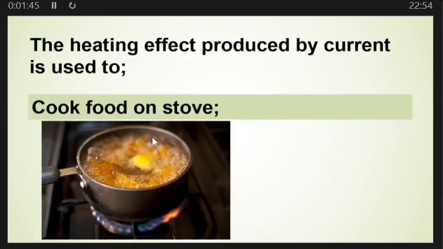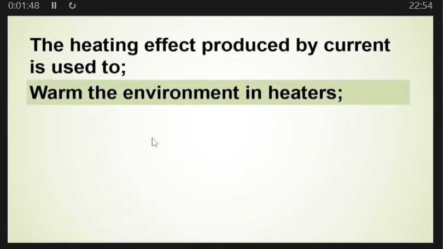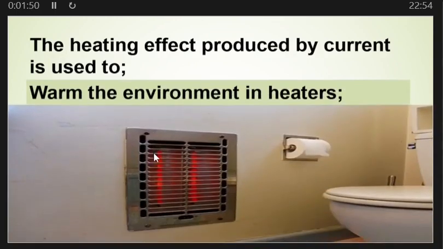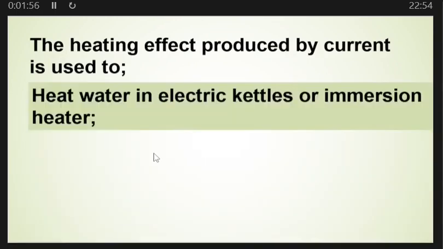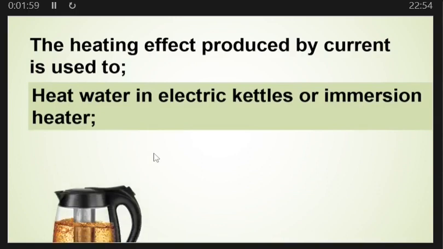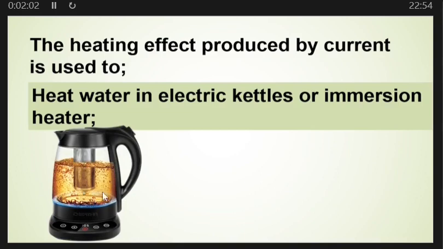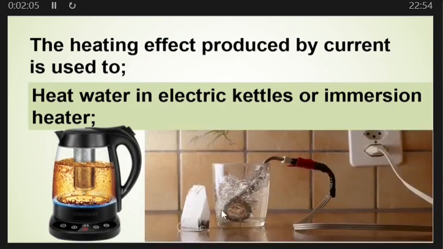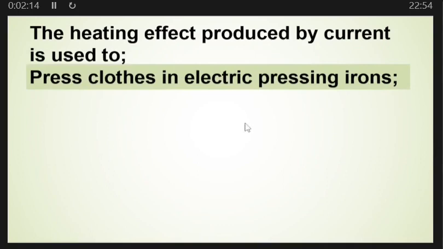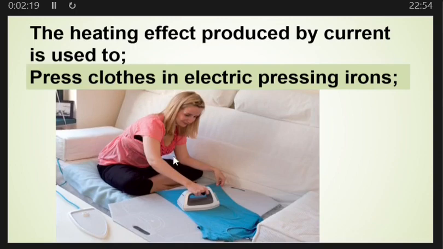So the heating effect produced by an electric current is used to, one, cook food on a stove, then two, warm the environment in heaters like this one here, then three, heat water in electric kettles or immersion heaters. So this is an electric kettle heating water, and this is an immersion heater. Press clothes also in electric or pressing irons like we are seeing here. All right, so you have seen the effect of an electric current. We have seen that the effect of an electric current can be applied in so many issues in our real life.